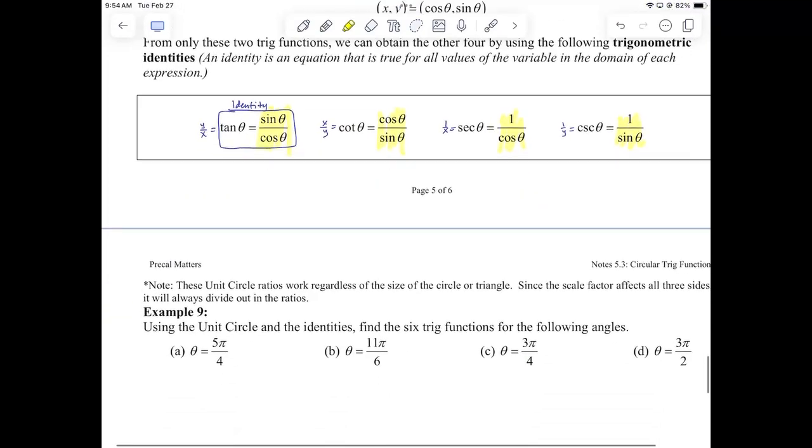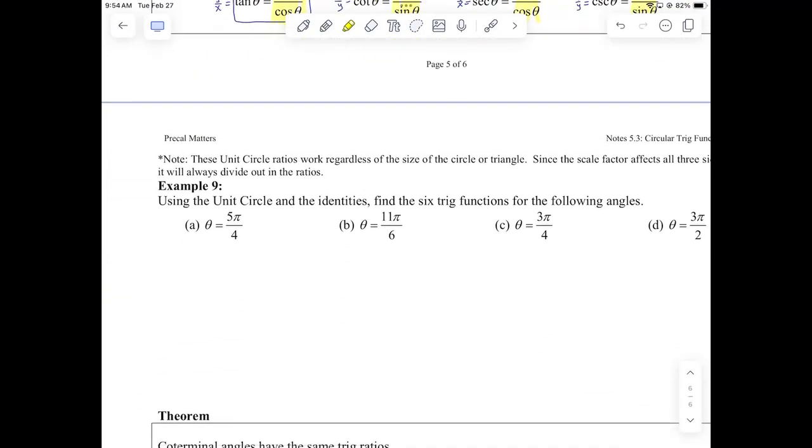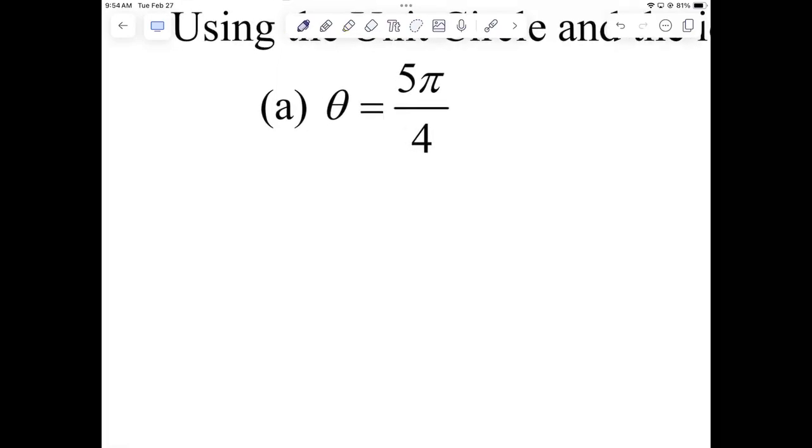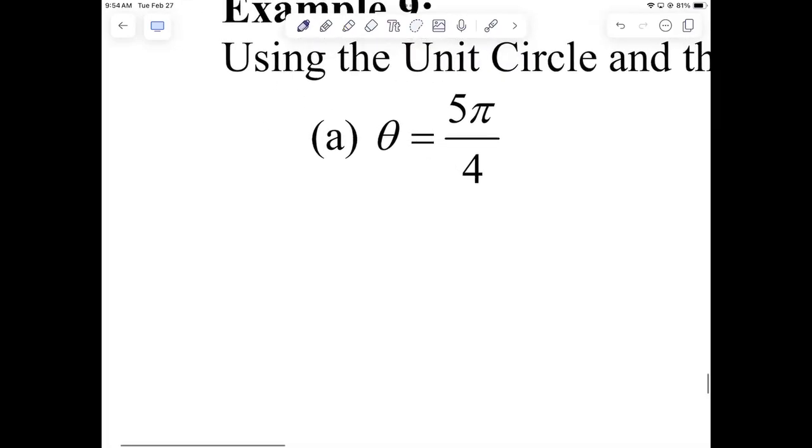Okay, let's look at example 9. Using the unit circle, this is going to be like our warm-up. Find the 6 trig functions for the following angles. So this will be like our warm-up, sorry. Theta is 5 pi fourths. So here's what I do. When I see 5 pi fourths, the first thing I see is pi fourths. That's the first thing I see.